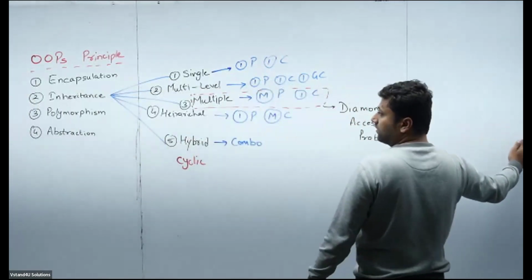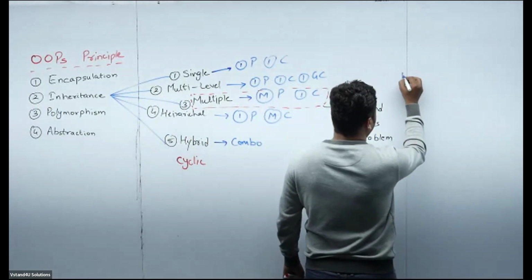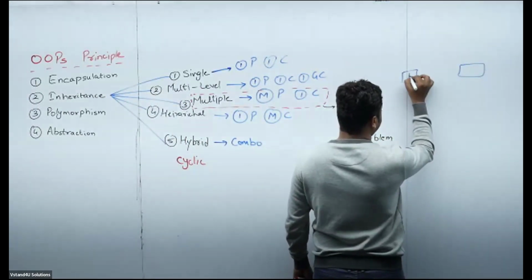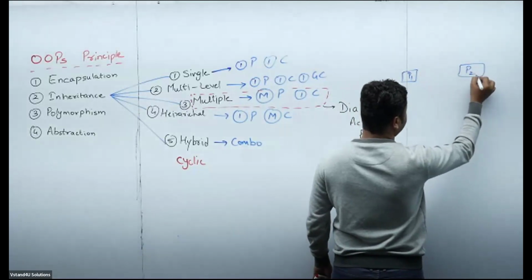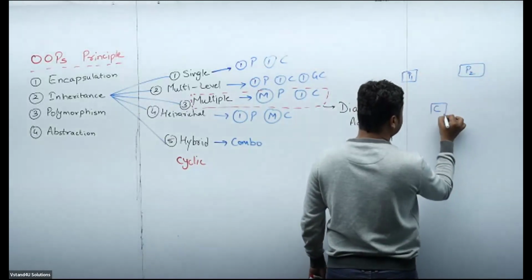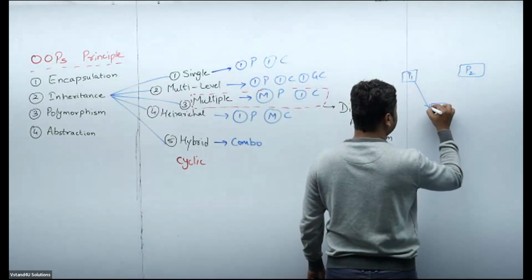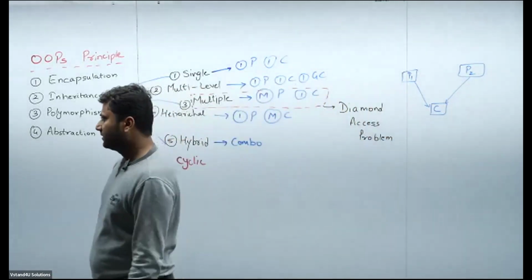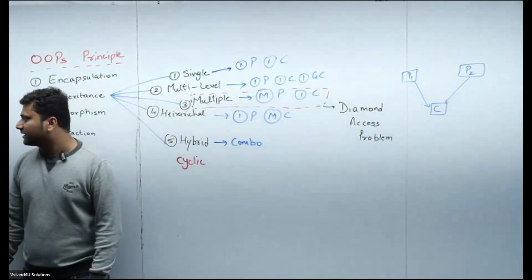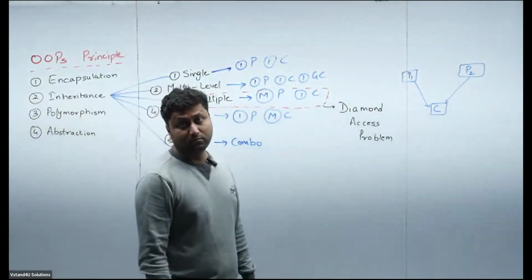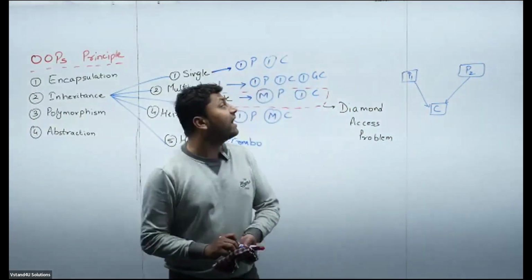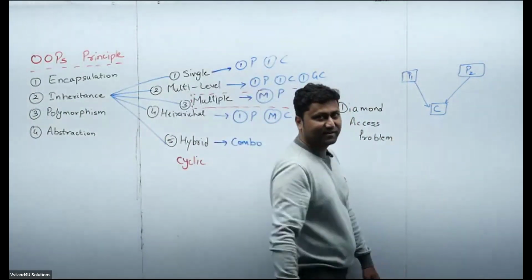P1 and P2, two classes I have created, sir. And there is only one class, which is the child, extending from both the classes. Agree? This is the scenario of our multiple inheritance. But where does this diagram look like a diamond?